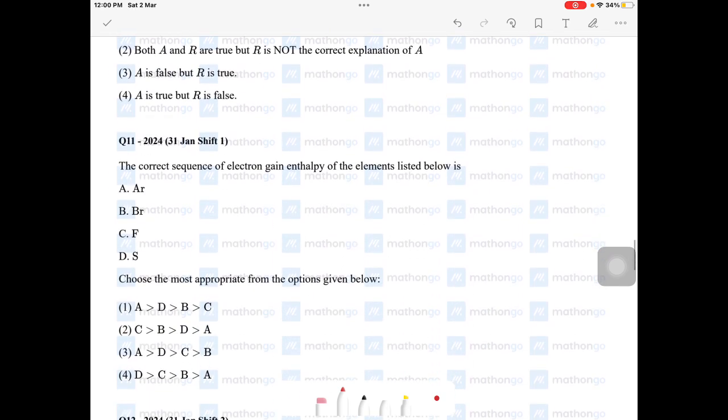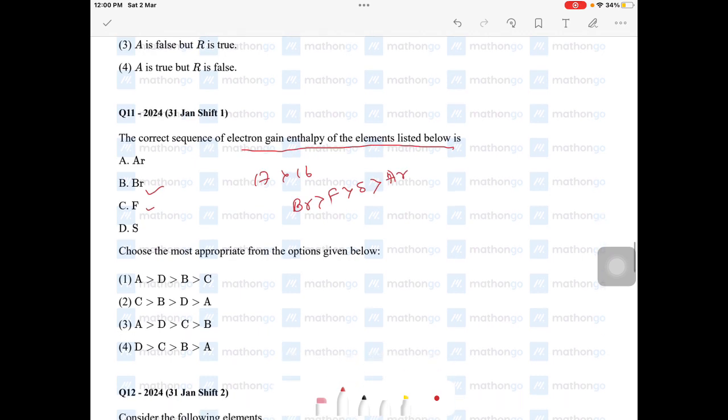The correct sequence of electron gain enthalpy of the elements given below. So 17th group is greater than 16th group. Out of 17, bromine is more than fluorine. Bromine is more than fluorine, then sulfur, the least one is argon. So according to that, B is greater than fluorine, C, then D, then A. B, C, D, A.